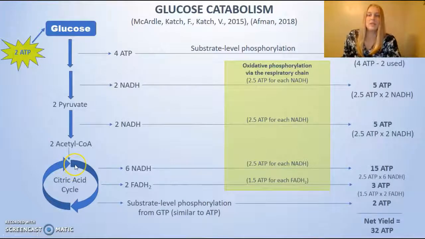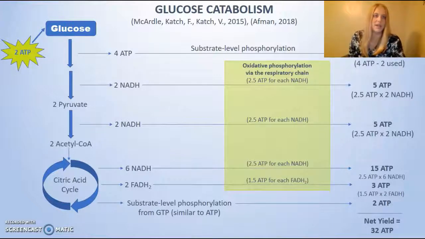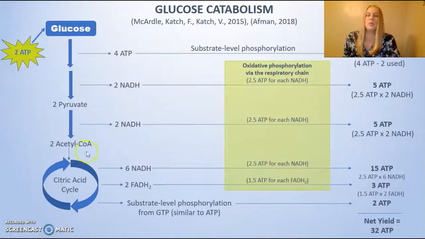The citric acid cycle will take 1 acetyl-CoA at a time, and with each turn of the cycle, there are 3 NADH produced, 1 FADH, and 1 GTP, which is guanosine triphosphate, which is very easily converted back into ATP through substrate level phosphorylation. Since there are 2 acetyl-CoA, the cycle will go through 2 times, which produces 6 NADH, 2 FADH, and 2 GTP.